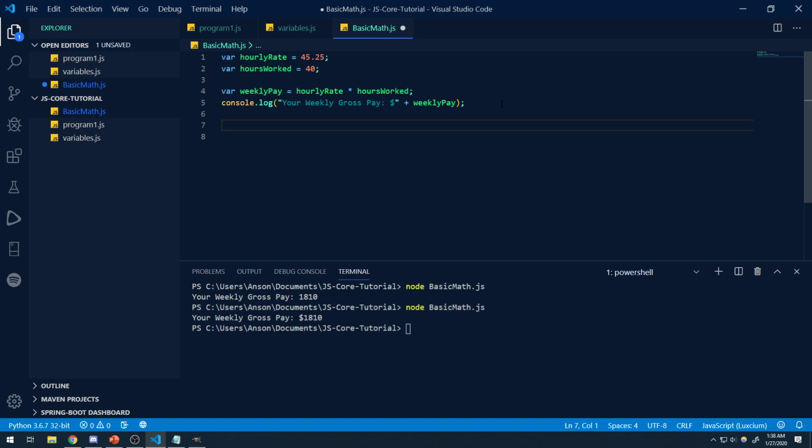But like multiplication, there's also the addition operator, the subtraction operator, division operator, and there's also the modulus operator, which we'll get to at the very end. So let's go ahead and do some basic addition. So let's say let's total up the total amount of hours we worked as well as overtime. So let's declare another variable. Let's say var overtimeHours. And let's say we worked 10 extra overtime hours that 1 week.